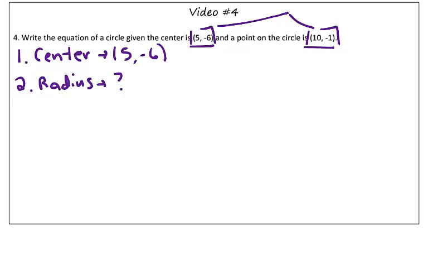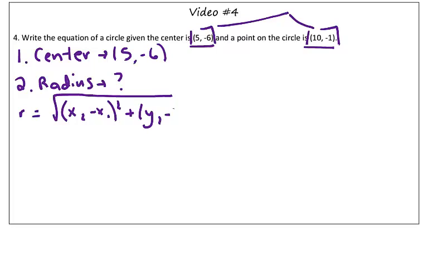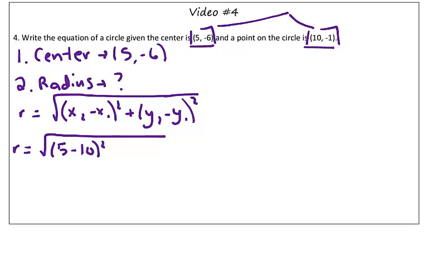So, starting off, we know our distance formula. We're going to call our radius r is equal to the square root of x2 minus x1 quantity squared plus y2 minus y1 quantity squared. So now we're going to substitute in our values. So we have the radius is equal to the square root of, I will do 5 minus 10 quantity squared plus -6 minus a -1. Don't forget those parentheses.